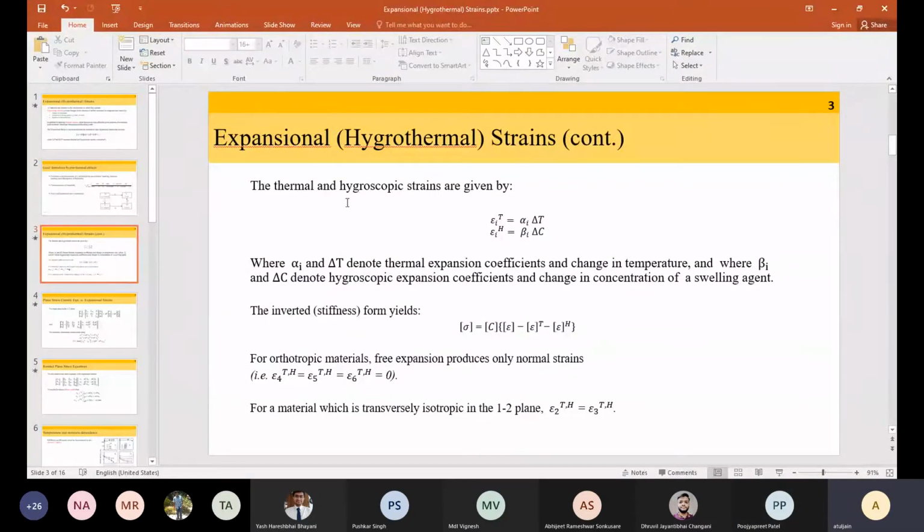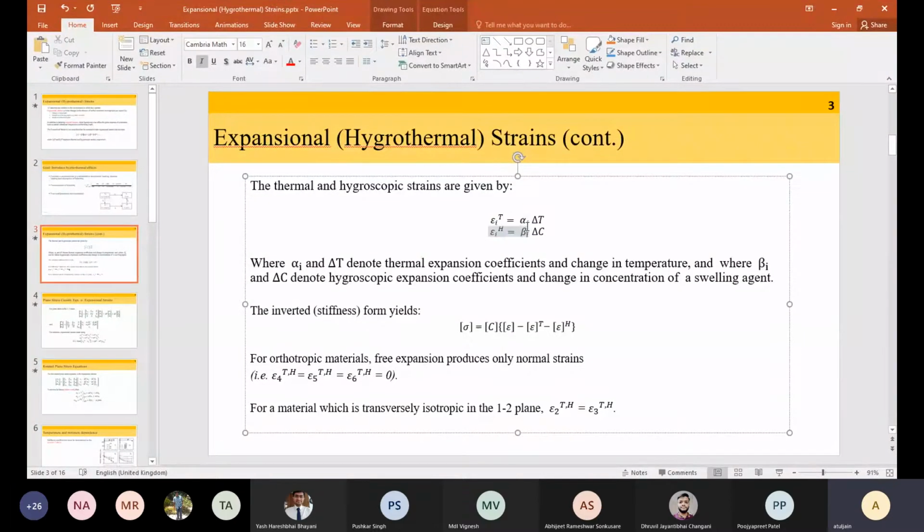So let me repeat. The thermal and hygroscopic strains are given by epsilon i superscript T equal to alpha i delta T, and hygroscopic is epsilon i superscript H equal to beta i delta C. Alpha and beta are the coefficients of thermal expansion and hygroscopic expansion respectively. This subscript i that you see below alpha is given because for our material, we can no longer assume it to be isotropic. So far you learned that thermal strain was alpha delta T. However, for an orthotropic material, you also have to specify which component of strain, and the direction is also important. In different directions, the coefficient of thermal expansion can be different.